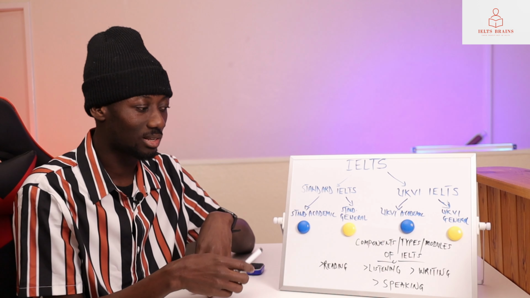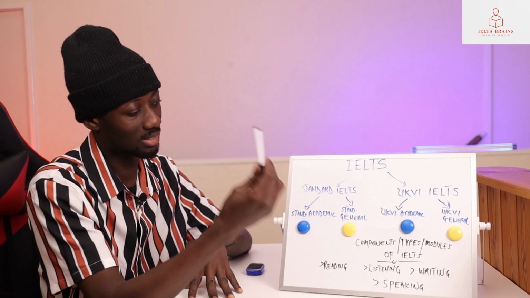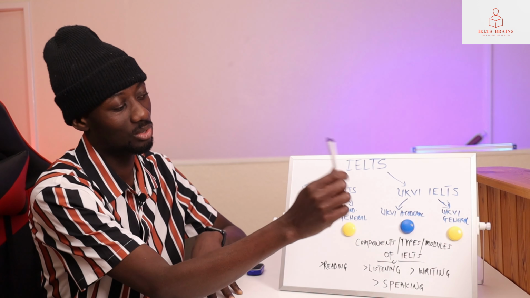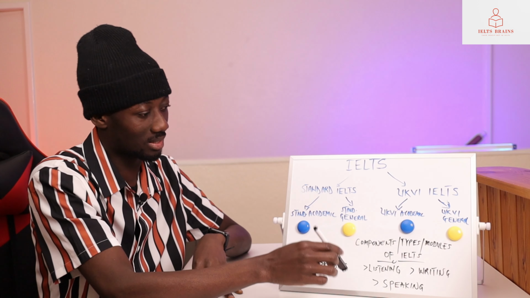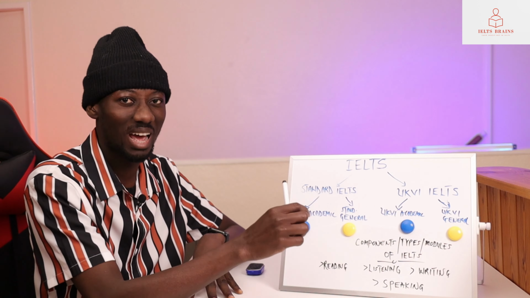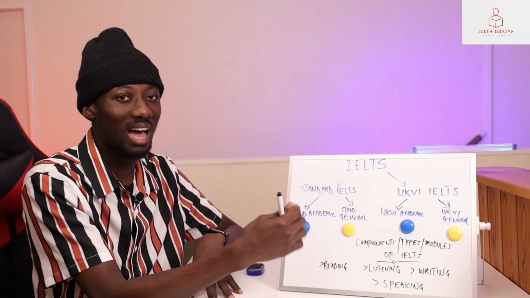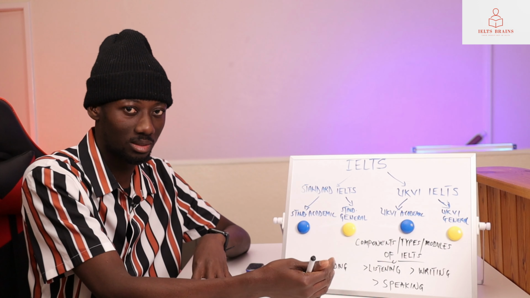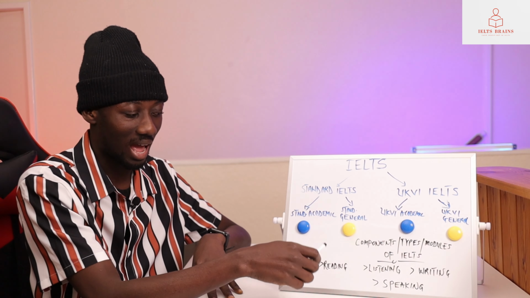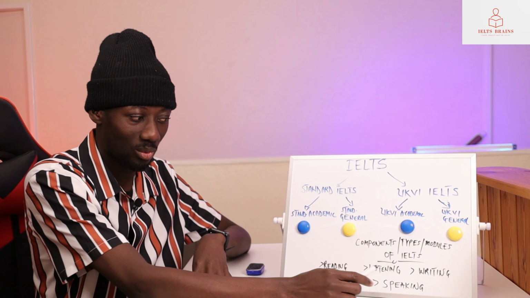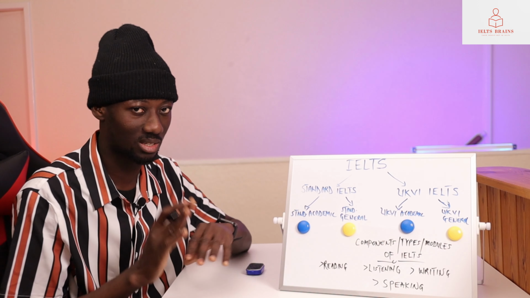Now, regardless of what you want to write, whether you want to write standard academic, standard general, UKVI academic or UKVI general, the components of the IELTS exam are the same. What I mean by the components is that the IELTS is divided into modules or categories or components, and we have 4 of them. We have reading, listening, writing, and speaking. So IELTS is divided into 4 main components or categories.